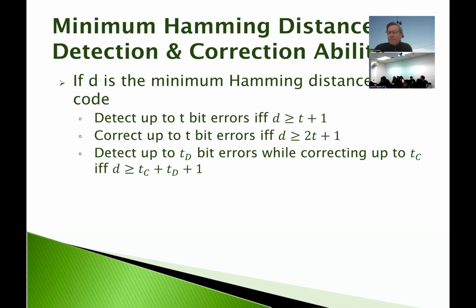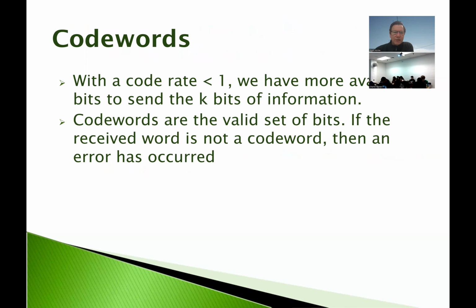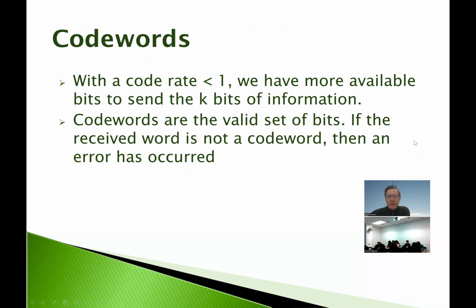I don't have an example of this right away. Maybe we'll come up with that, because this is an easy test question. I'll try to do an example for you later. With code words with a code rate of less than 1, we have more available bits to send the K bits of information from our message data.